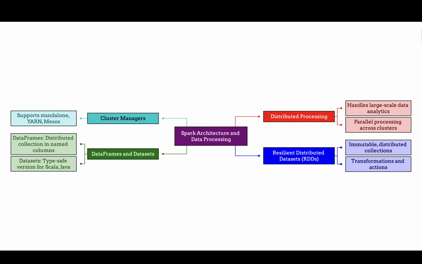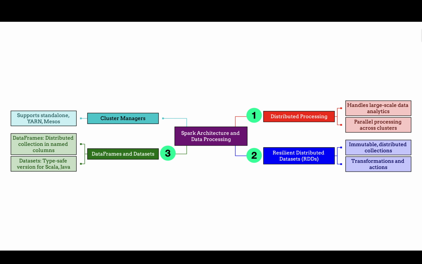Spark architecture and data processing. 1. Distributed processing. Spark's distributed processing capability is designed to handle large-scale data analytics. It distributes data and computation across clusters, enabling parallel processing. 2. Resilient distributed datasets, RDDs. RDDs are the fundamental data structure of Spark. They are immutable, distributed collections of objects, which can be created and manipulated through transformations and actions.